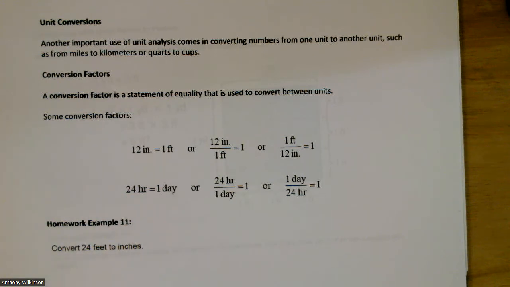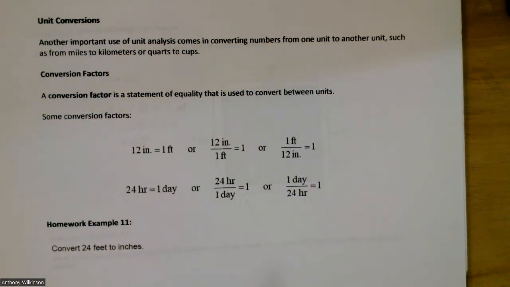And these are just some of the conversion factors that are used here. Like 12 inches is equal to 1 foot. Or we can say that 12 inches over 1 foot is equivalent to 1, or 1 foot over 12 inches is also equivalent to 1. Another one, 24 hours equals 1 day, which is the same as saying 24 hours over 1 day will be equal to 1, or 1 day over 24 hours. If you take the reciprocal of that, that too is equal to 1.